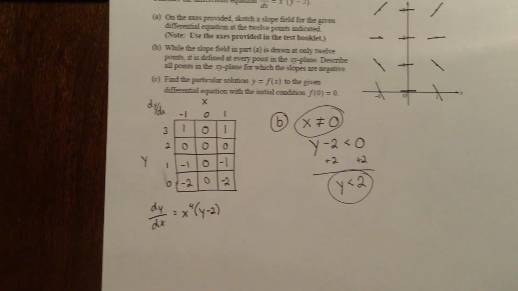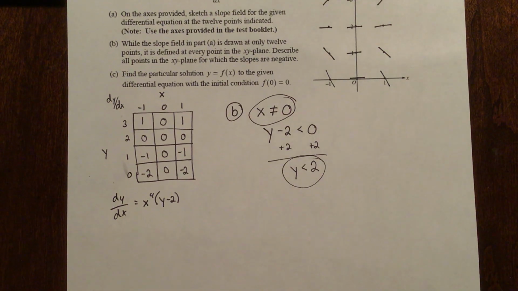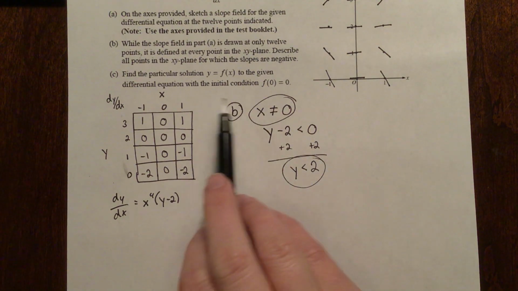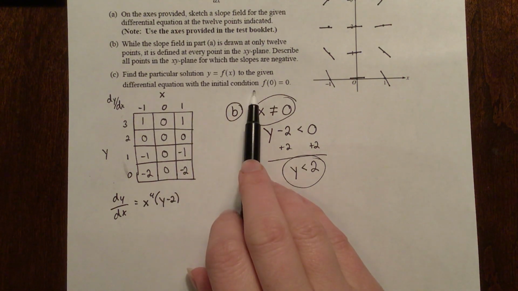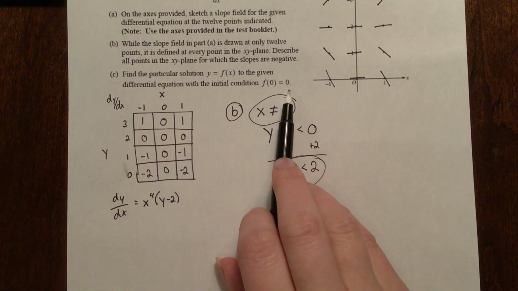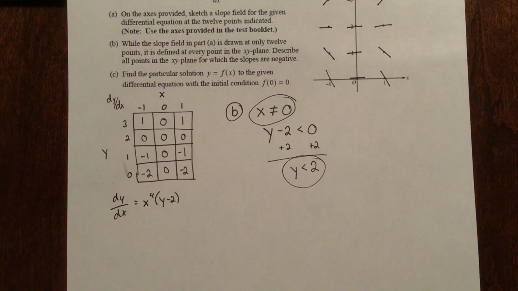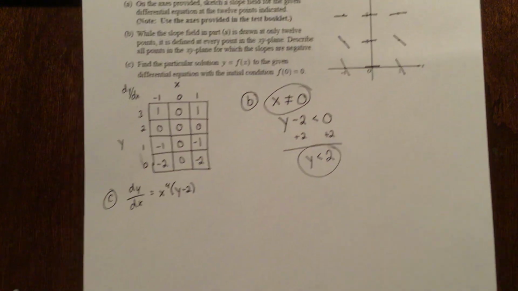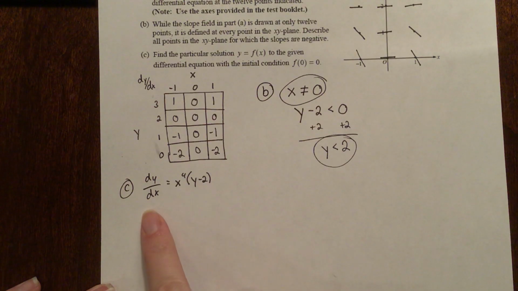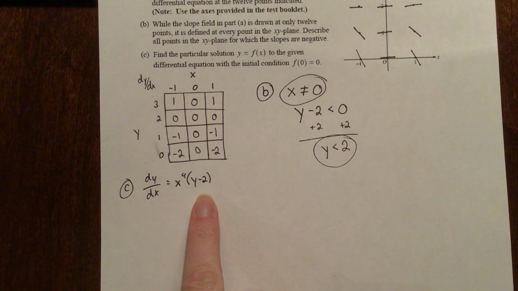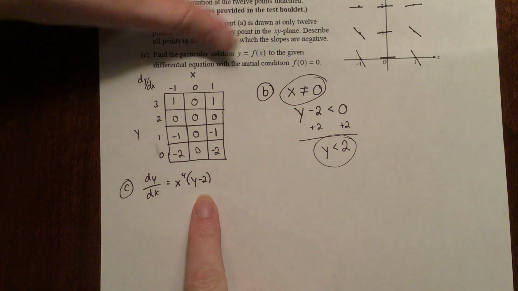For part C, find the particular solution, that means we have to solve for C, to the given differential equation with the initial condition of f of 0 equals 0. So we're going to take this dy dx, I already wrote it down over here, isn't that handy? We're going to take that dy dx equals x to the 4th, y minus 2, and we are going to solve to get y by itself.